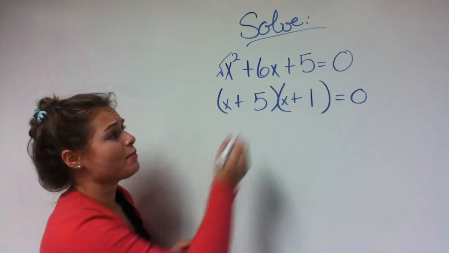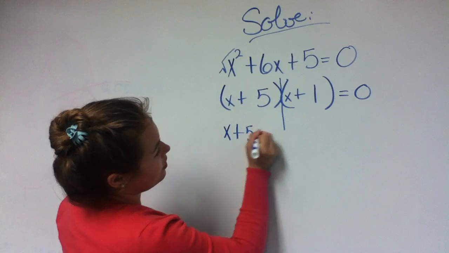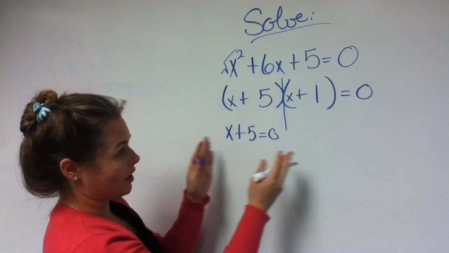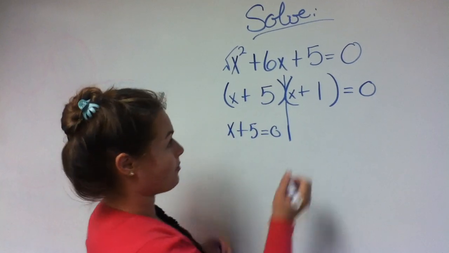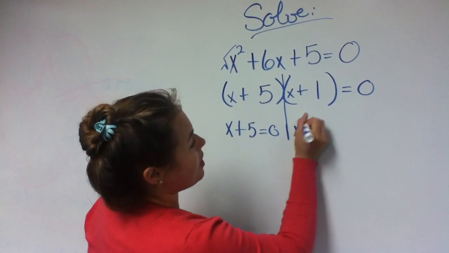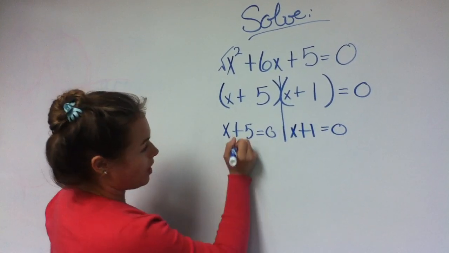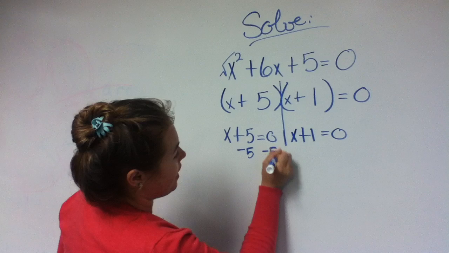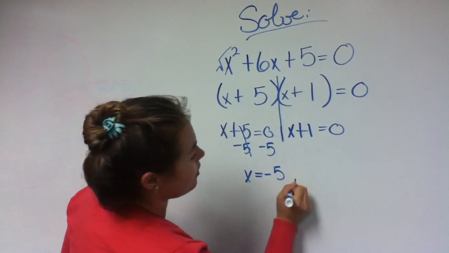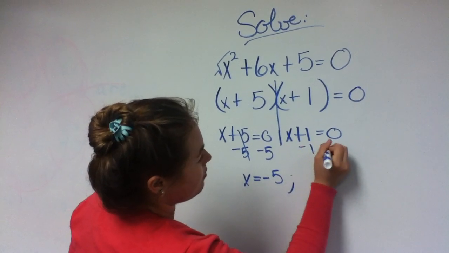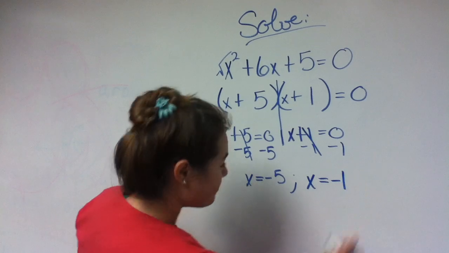Now you split it up and do x plus 5 equals 0, because you want to set each factor equal to 0. There are two possible answers for this equation. And then x plus 1 equals 0. Then you solve each equation for x. Minus 5 minus 5, x equals negative 5. And over here, minus 1 minus 1, so you're left with x equals negative 1.